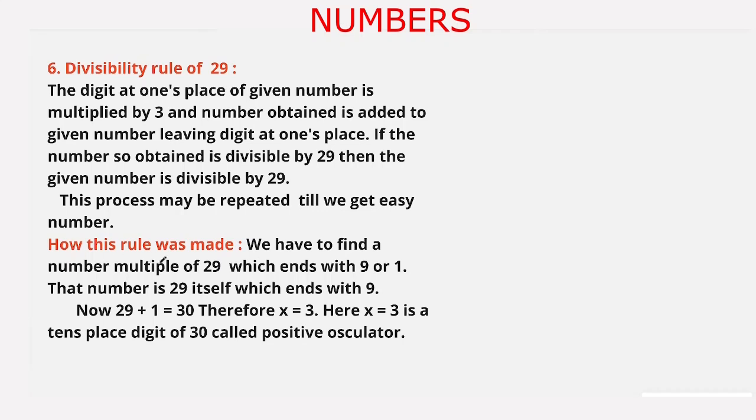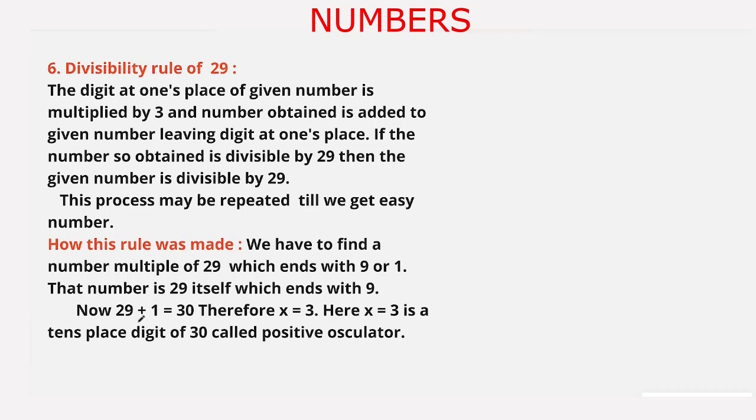How was this rule made? We have to find a multiple of 29 which ends with 9 or 1. That number is 29 itself, which ends with 9. Now 29 plus 1 is 30. Therefore x equal to 3. Here x equal to 3 is a tens place digit of 30, called positive osculator.